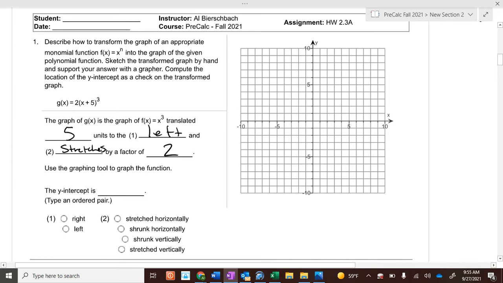What's the easiest way to find the y-intercept besides throwing it into your graphing calculator? You put 0 in for what? The x or the y? The x. To find the y-intercept, put 0 in for x. If you put 0 in for x, you get 5 cubed. 5 cubed is 125, times 2 is 250. Okay? Capiche?